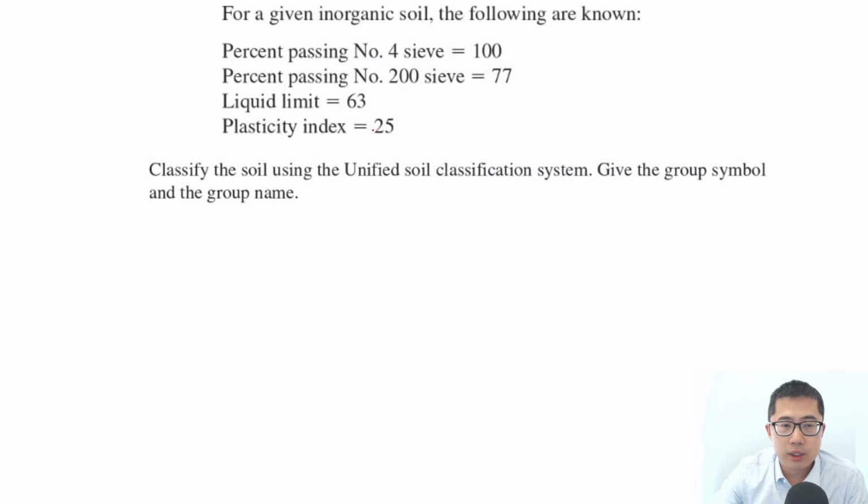The only tricky part is that sometimes they will give you PI directly, which is actually pretty helpful. If they happen to give you just the PL, make sure you calculate PI, because that A-line chart is based on LL and PI. Same thing: pause the video, do your own classification, and then come back to the video to check your answers.